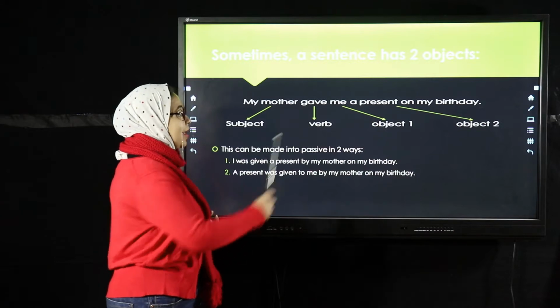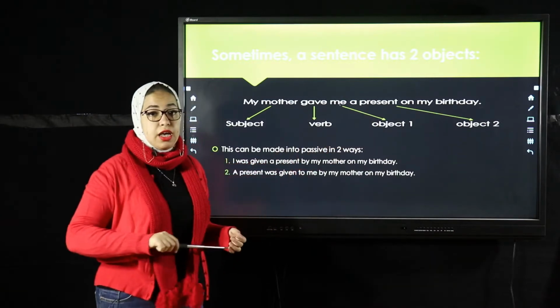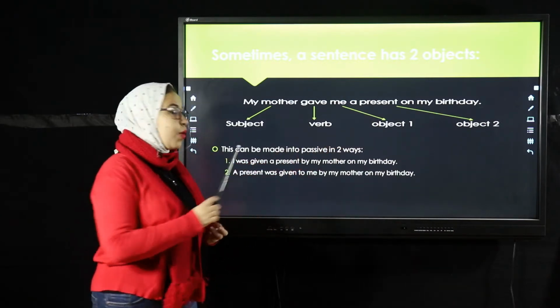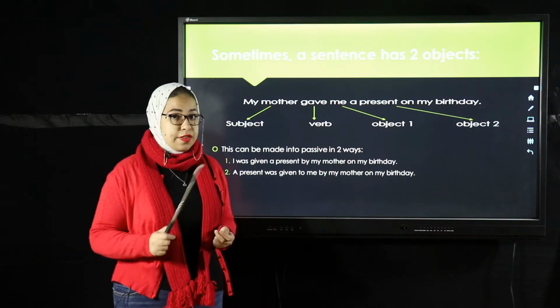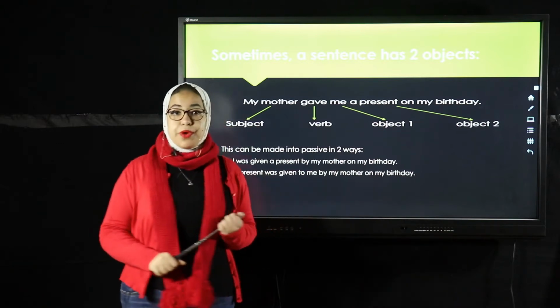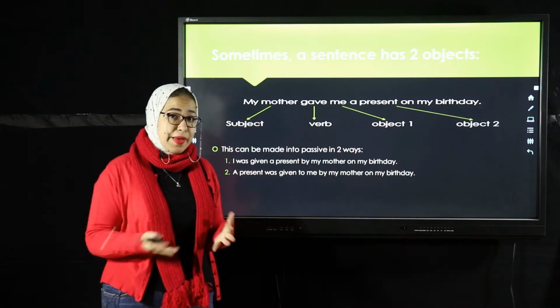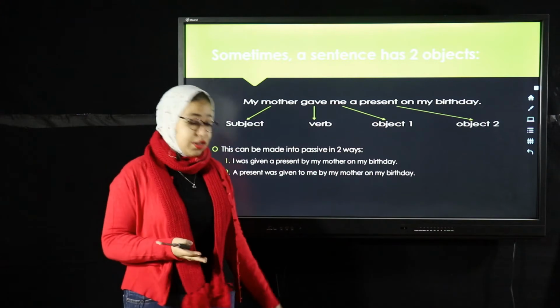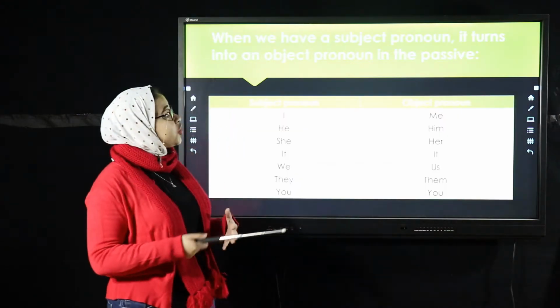And the second way is adding object number two at the beginning. So a present was given, verb to be plus the past participle, to me by my mother on my birthday. So there goes the passive voice, and that's about all of it. The last part of it is changing the pronouns.